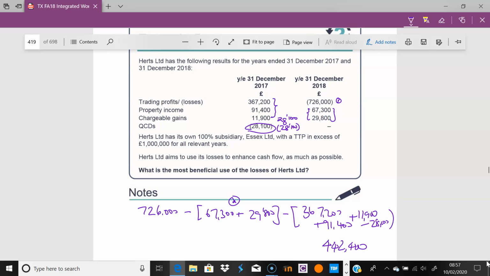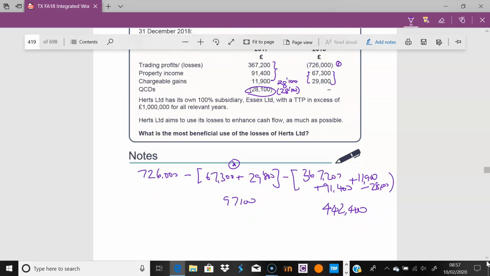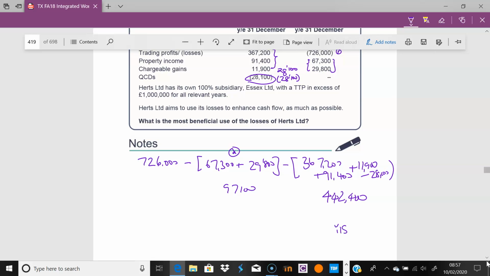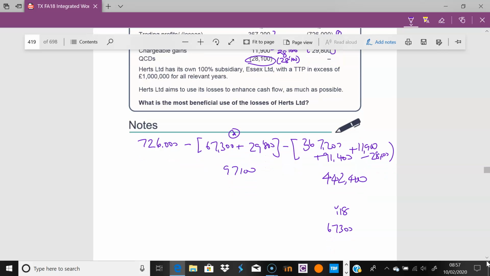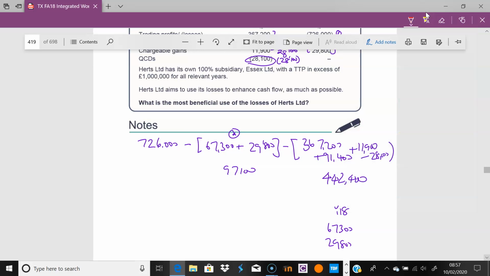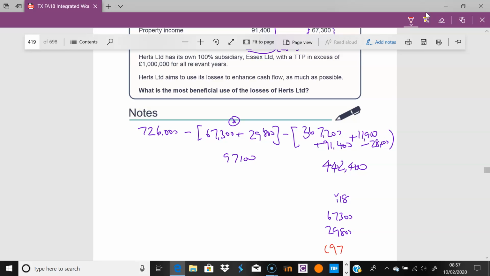And here I have 67,300 plus 29,800, and that's 97,100. So now let's see what this looks like. What am I saying? I'm saying this: in year 18, I have gains of 67,300 and gains of 29,800. Okay, great. You can see I'm almost fixing this. There's no way I could have known this without having to try and fix it or make it work for me.